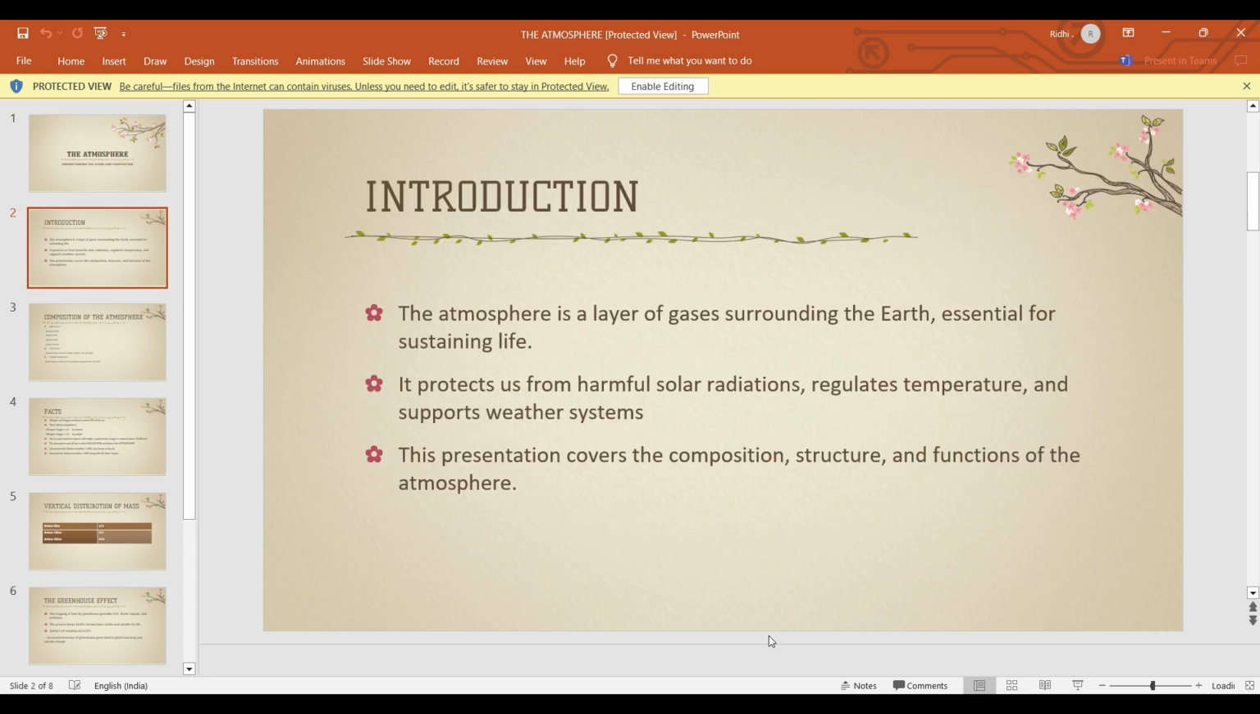The atmosphere is the gaseous envelope surrounding the Earth's surface. This gaseous layer is very essential for sustaining life. It protects us from the various harmful solar radiations, also helps to regulate the temperature and supports various weather systems. Now, in this presentation, we are going to cover the composition, the structure, and the functions of the atmosphere.